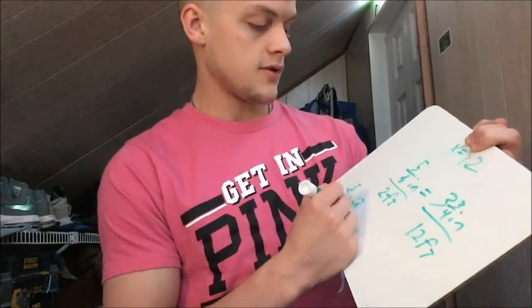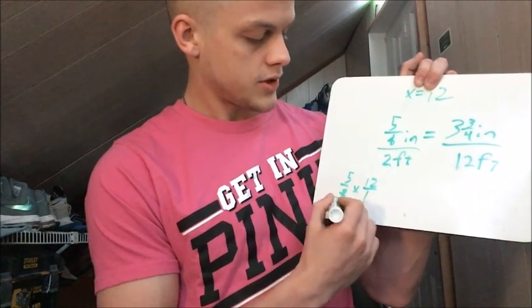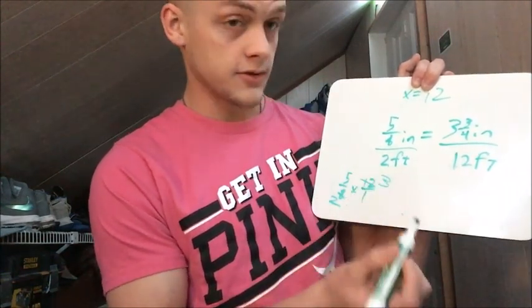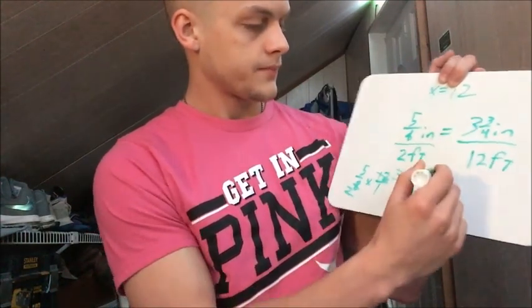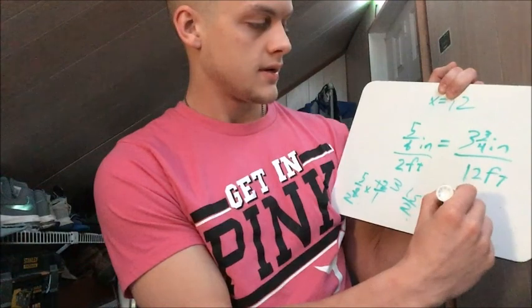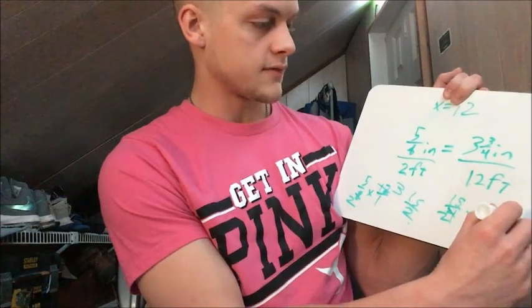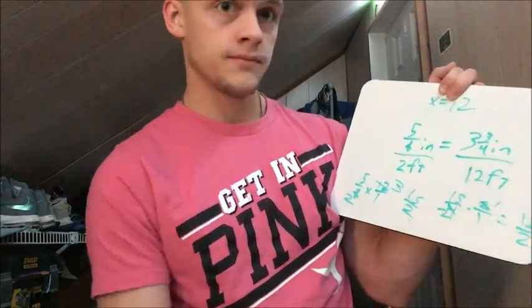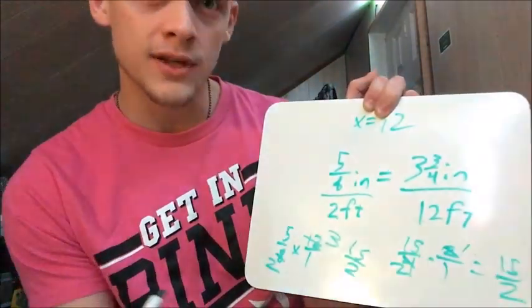5/8 times 12, that's going to be a 2. That's going to be a 3 because they're both divisible by 4. That's going to give us 15 over 2. Then 15 over 4 times 2. That's going to give us 1. That's going to give us 2. That equals 15 over 2. Alright, so we got 15 over 2 for this one and 15 over 2 for this one, so we know that we got it right. And that's a quick review on proportions.